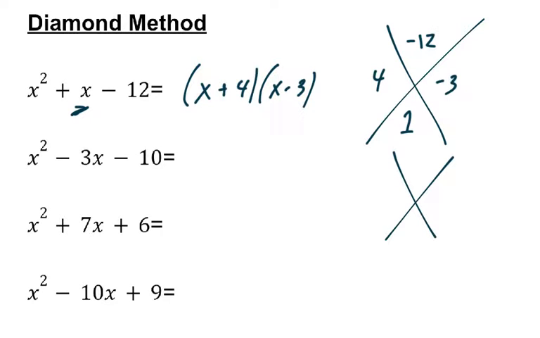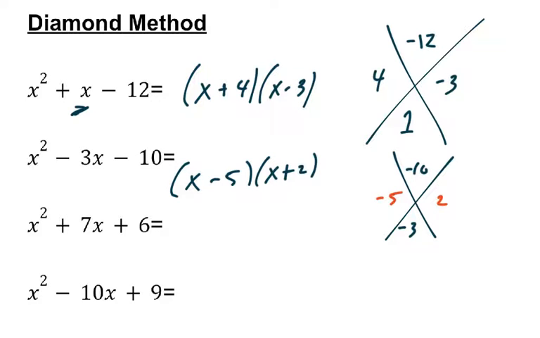Let's try the next one. So I'm going to have a negative 10 on top. I'll have a negative 3 on the bottom. And again, I'm looking for two numbers that multiply to negative 10 and add to negative 3. See if you could think of those. I'll give you a couple seconds. Hopefully we chose negative 5 and positive 2. So then we take those numbers and we're going to have x minus 5 and then x plus 2.